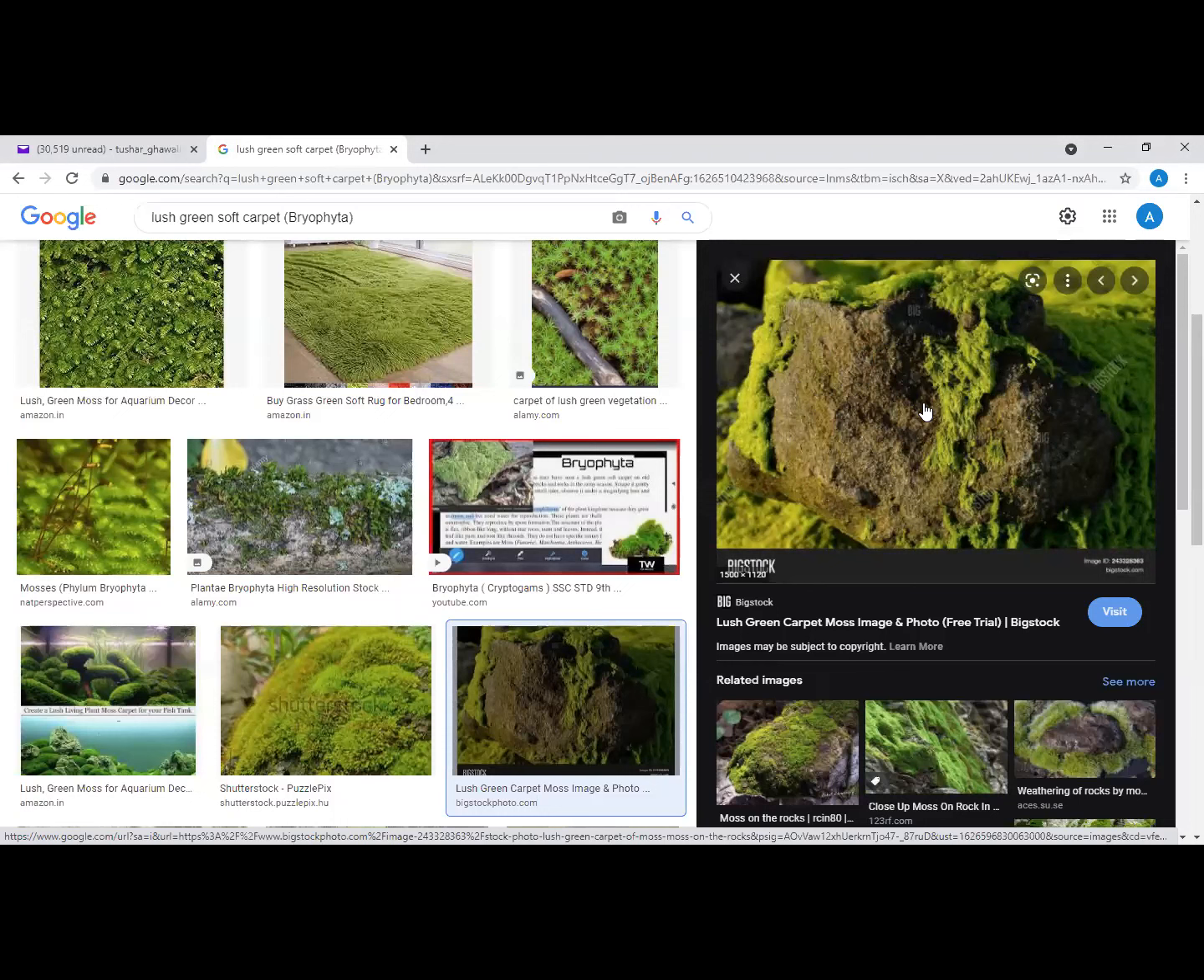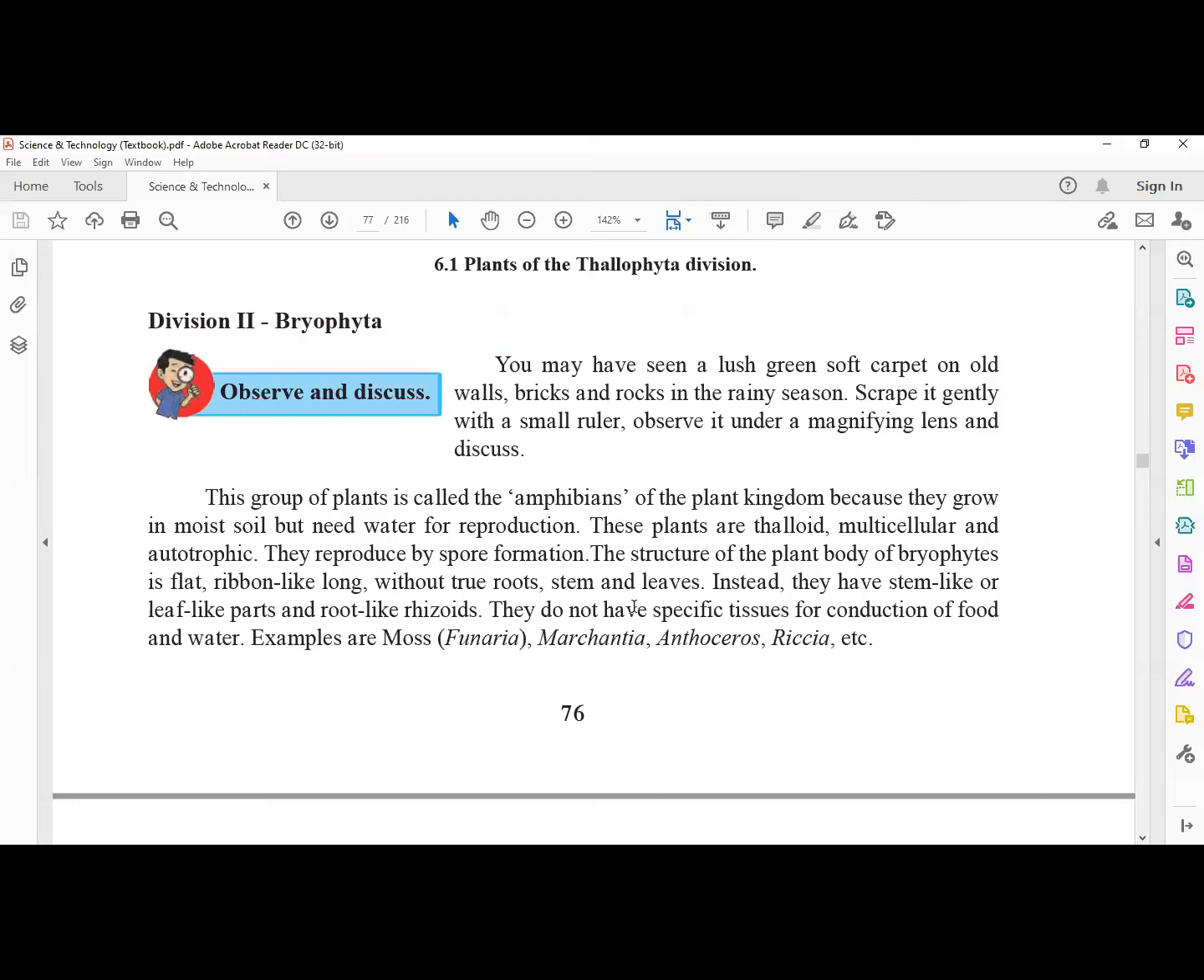So these are what we call bryophytas. These are the kind of plants which do not bear any seeds or any fruit or any flower. But see, this group of plants is what we call amphibians. Amphibians, as you saw there.